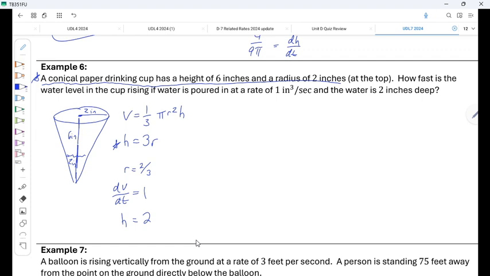Okay, so what we're basically going to do here is, our goal is to find dH dt, right? So we actually want to lose the R in our volume formula. So we're going to take H equals 3R and rewrite that as R equals H over 3. Take our volume formula: 1/3 pi (H over 3) squared times H.